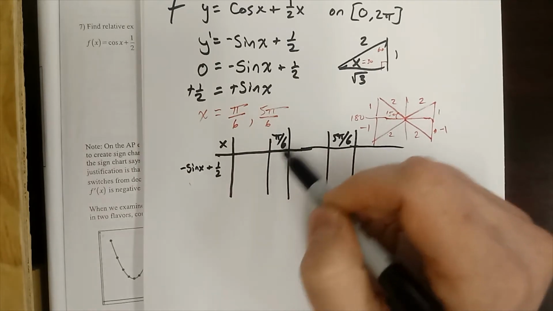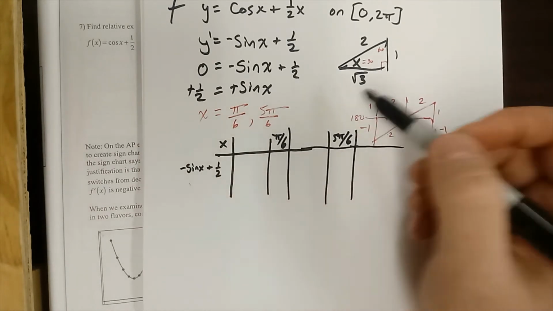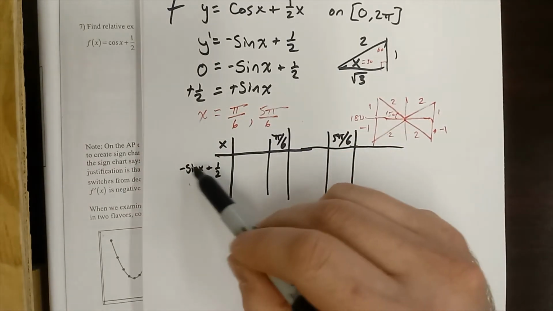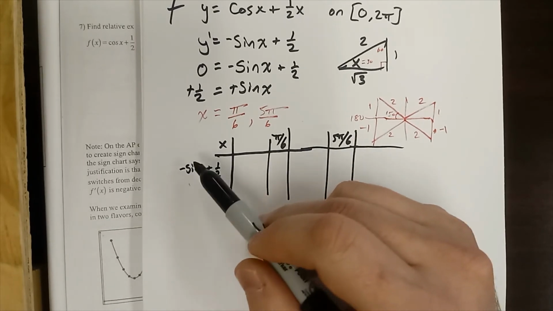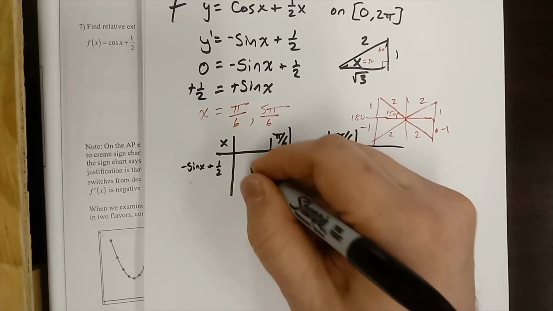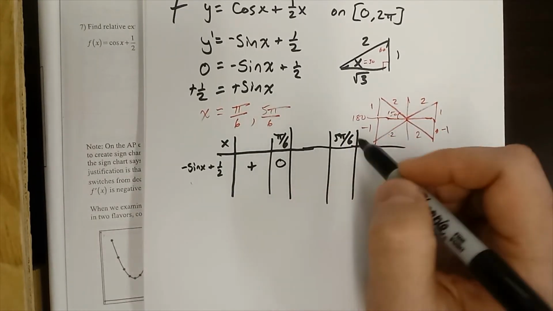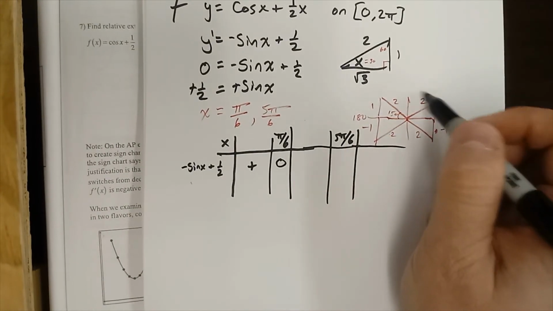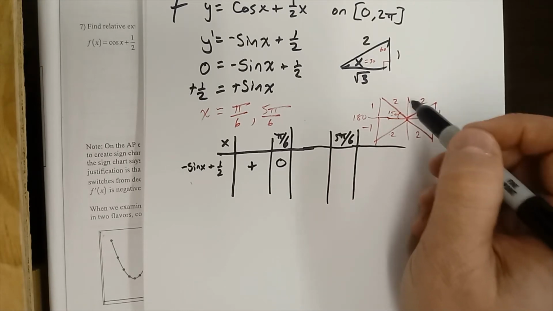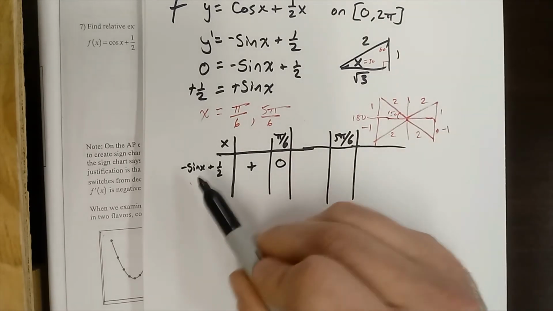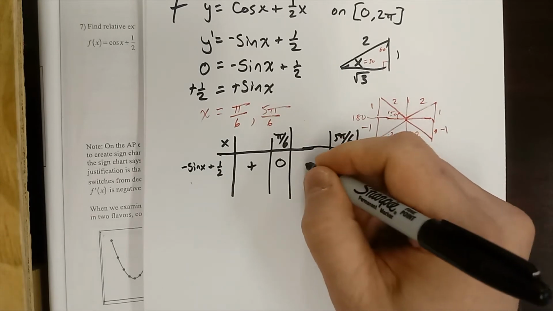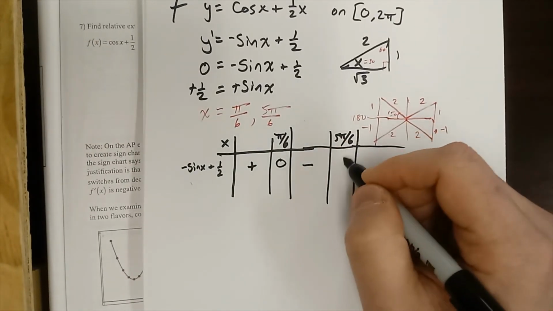So if I test a number to the left of pi over 6, the easiest one to test would be 0. So I get sine of 0, or negative sine of 0, which is still 0, plus 1/2, I get a positive here. At pi over 6, we should get a 0. In between pi over 6 and 5 pi over 6, I'm going to pick pi over 2, because I know it's 1 there. So it says -1 plus 1/2. Well, that's going to be -1 then. At 5 pi over 6, I should get a 0.